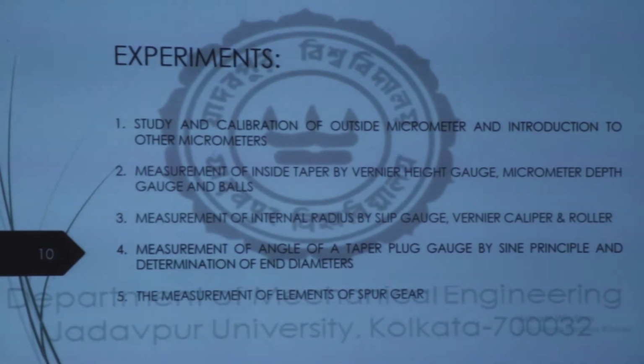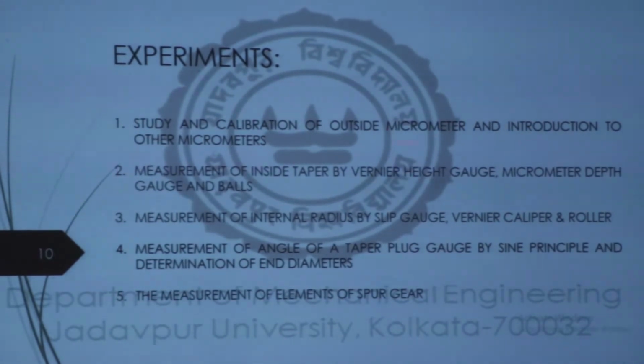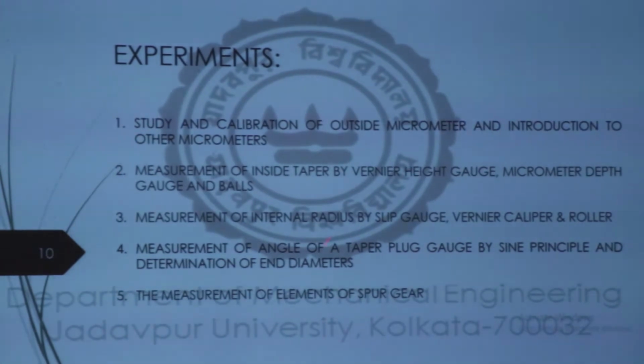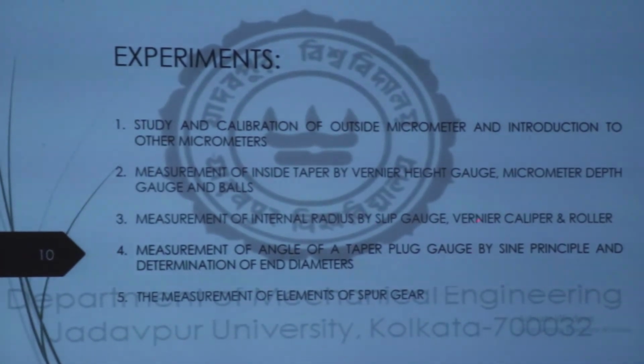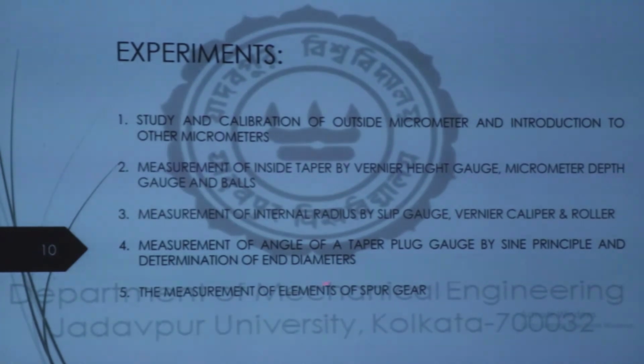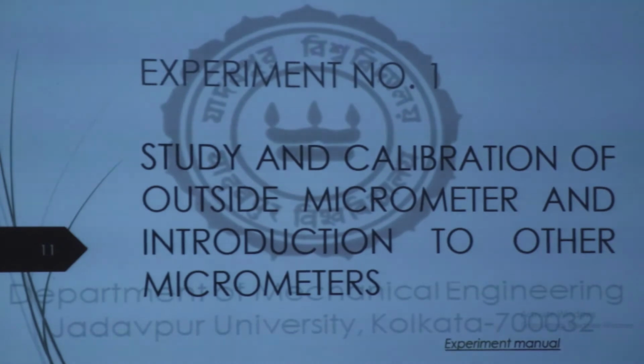So, first we will try to explain the methods in brief, then actual measurement will also be shown in this virtual class. First one is, see the experiment title: study and calibration of outside micrometer, introduction to other micrometers, measurement of insert taper by vernier height gauge and micrometer depth gauges and balls, measurement of internal radius by slip gauges, vernier caliper and roller, measurement of angle of taper plug gauge by sine principle, and determination of end diameters and the measurement of elements of spur gear. This is the first experiment.